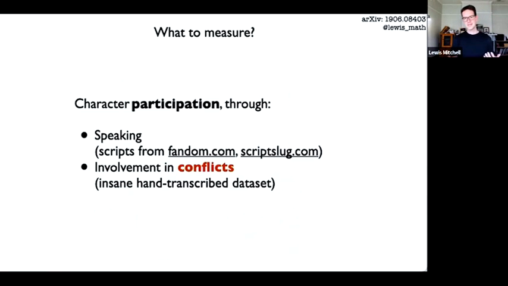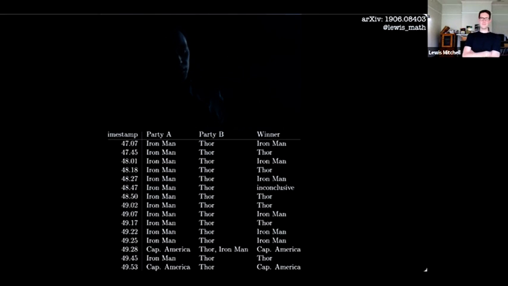First we looked at characters that speak. We got the scripts for all of these films, and we measured how many times they participate in the story through speaking. And then a really novel thing that my colleague Matt Rowan did was he looked at people's involvement in conflicts. He did an absolutely insane thing, which was that one summer he watched all of the Marvel movies, and he notated every single punch, every single conflict that happens across most of 5,000 hours of films.